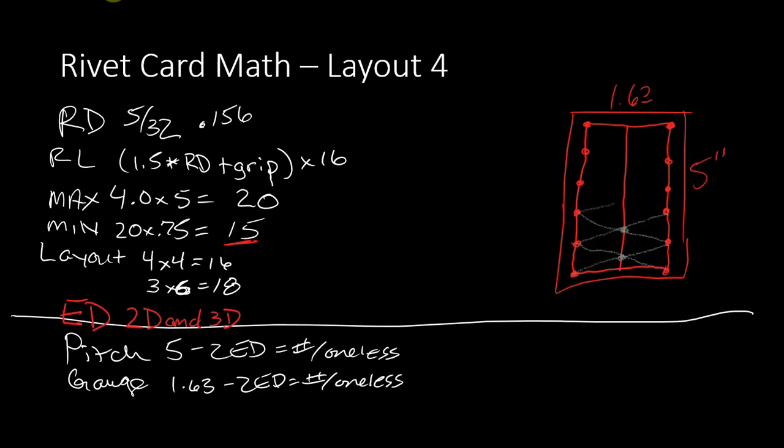Let me finish with the X here. Alright, or I could do half of pitch, put my first rivet for my stagger in, and then use pitch distance to find the next rivet, and pitch distance to find the next rivet. Either way works, but you can see how it's staggered. Cool.